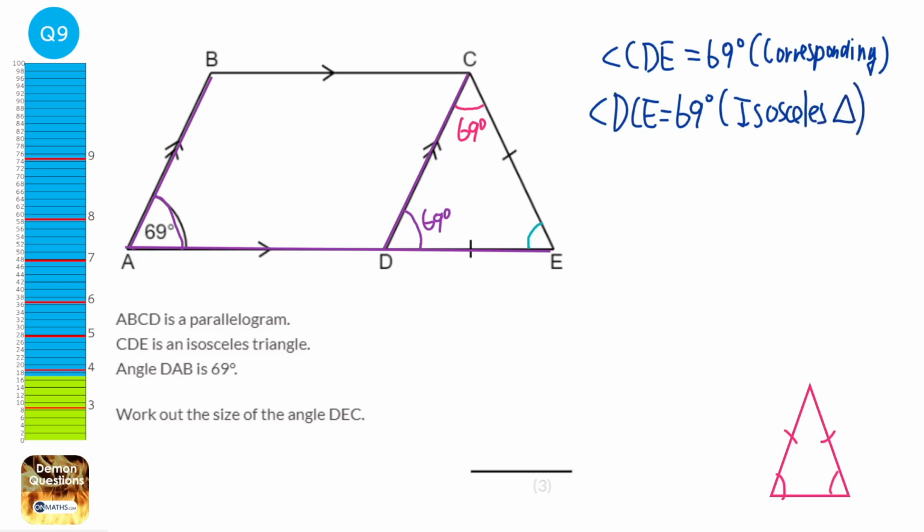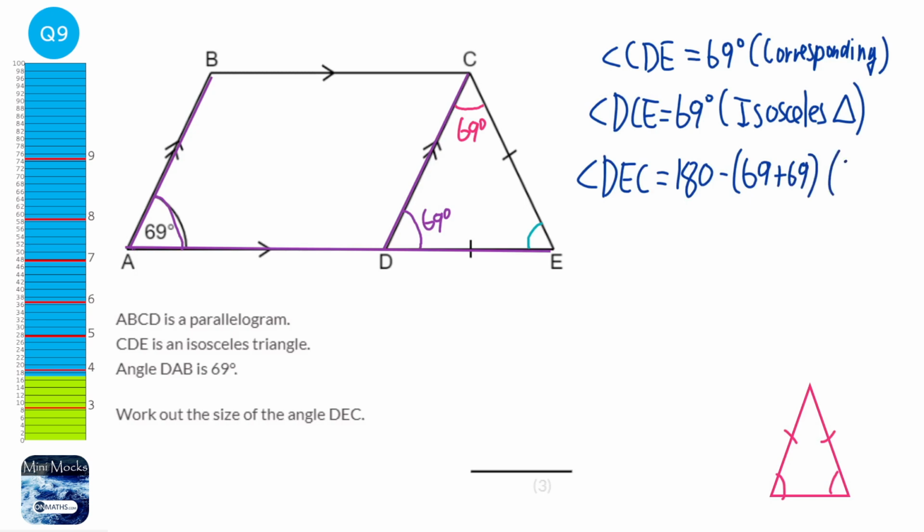And finally, we can work out what CED is by taking those away from 180. So angle CED, or actually I should keep it as it says in the question, DEC, is equal to 180, take away the 69 plus 69. And the reason for that is angles in a triangle equal 180 degrees. And when you do that, you get the answer of 42 degrees. So the answer is 42 degrees.